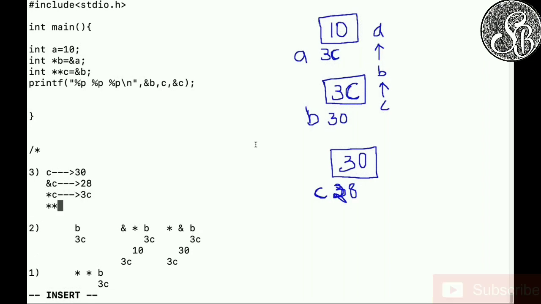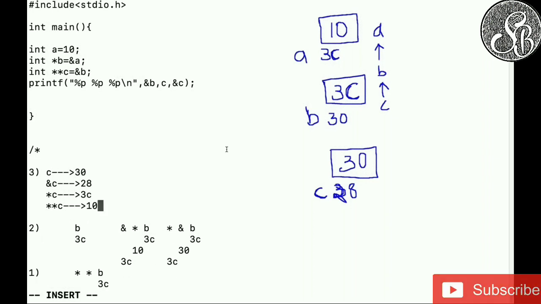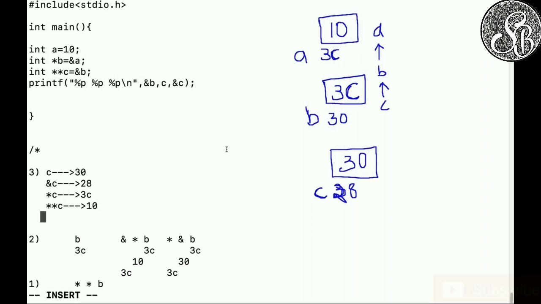If I print star star C, what is the output? 10. Why is it 10? C is nothing but 30. 30 is pointing to 3C, and 3C is pointing to 10. Now, what if I write star star star C? Wait a second. If I tell it as star star star C, what is the output? Invalid, right? You will get an invalid error.